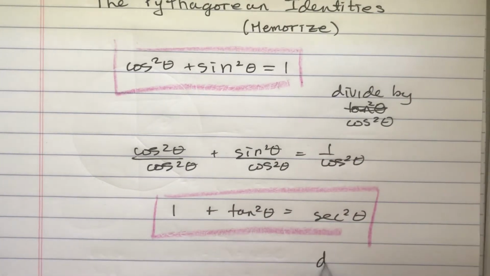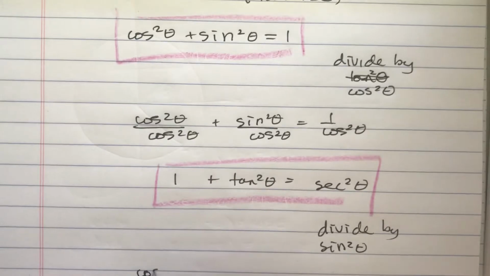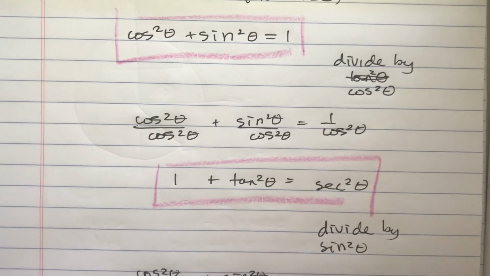If we divide by sine squared theta, we'll get cosine squared theta over sine squared theta plus sine squared theta over sine squared theta equals 1 over sine squared theta. So this gives cotangent squared theta plus 1 equals cosecant squared theta.